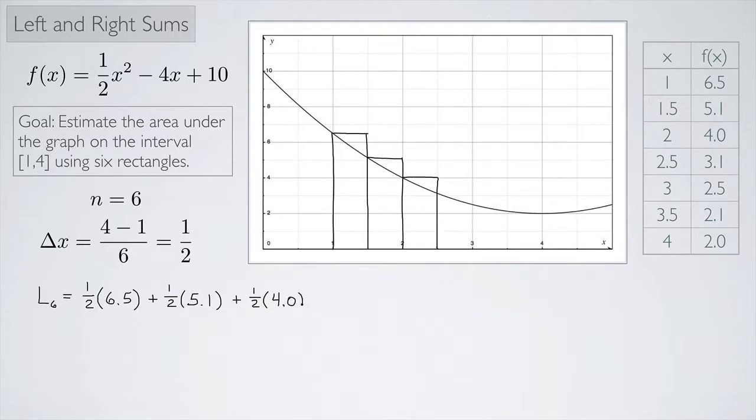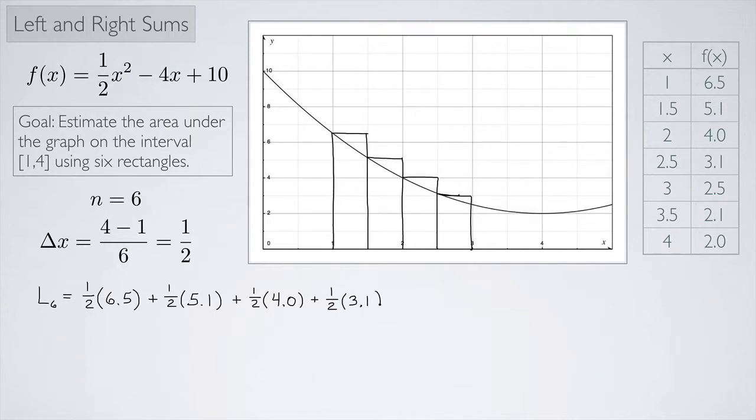And then the next one we have also is going to have a width of 1/2. Let's take a look at the height. So here is the height right there, and then come down to 3. And so that would be at 2.5, so that's 3.1.